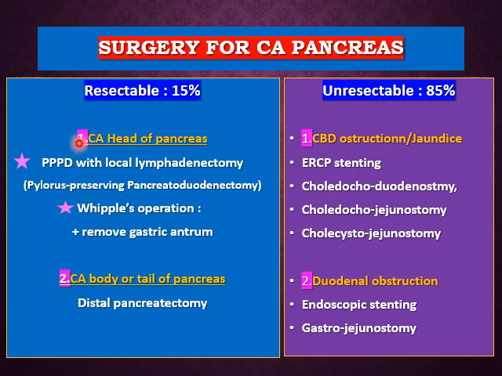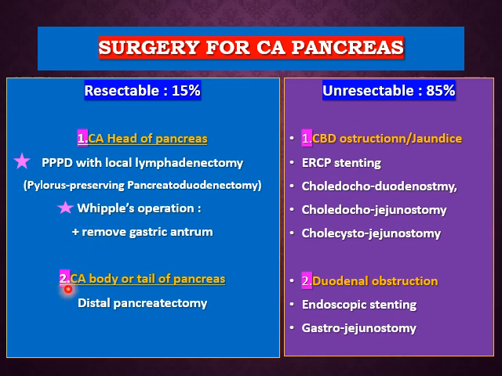One is carcinoma head of the pancreas, where a pylorus preserving pancreatoduodenectomy or PPPD with local lymphadenectomy is the treatment of choice. The more widely used, more established treatment is Whipple's operation, where you remove the gastric antrum together with the bile duct and pancreas.